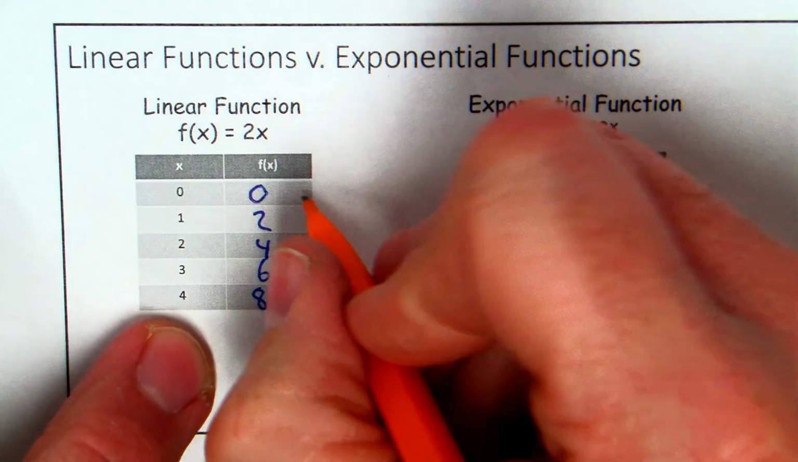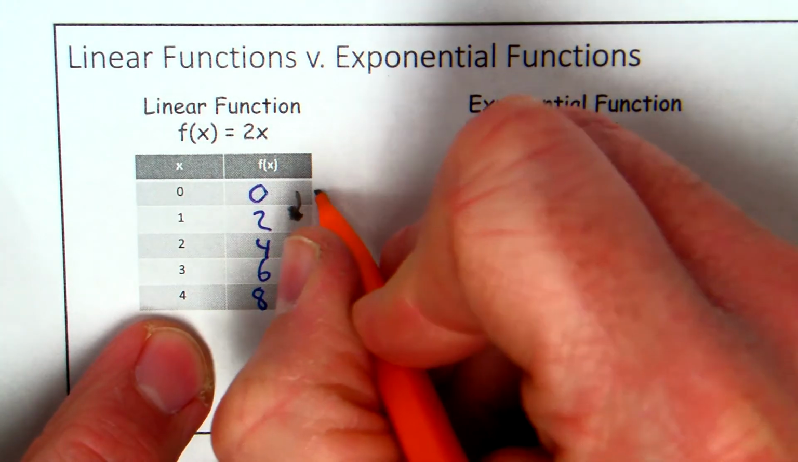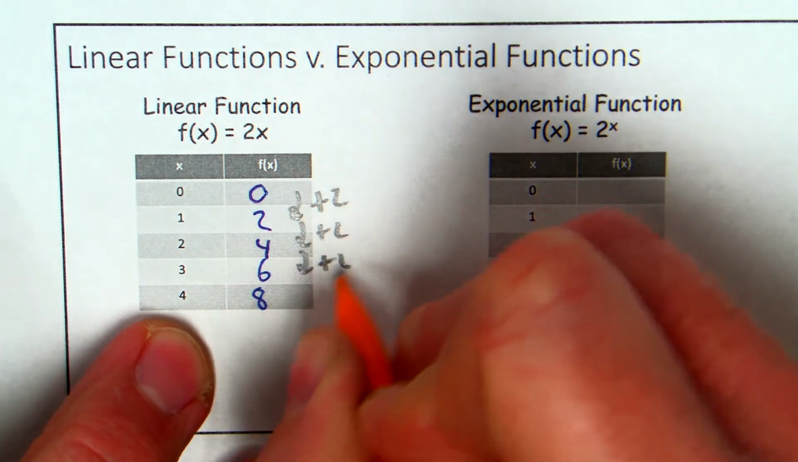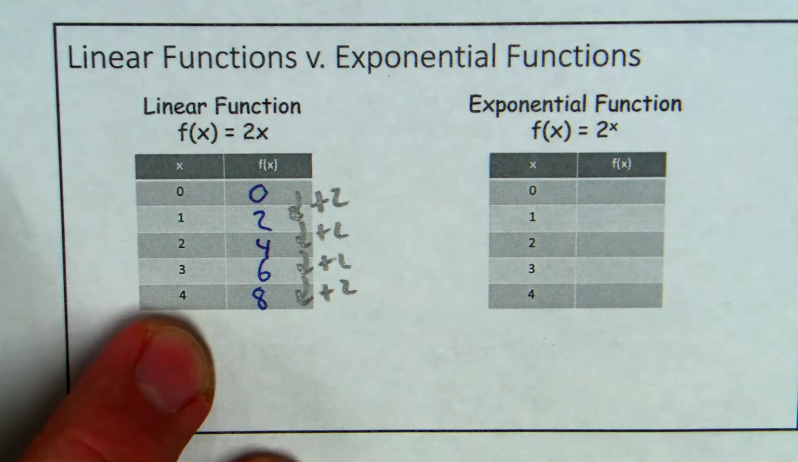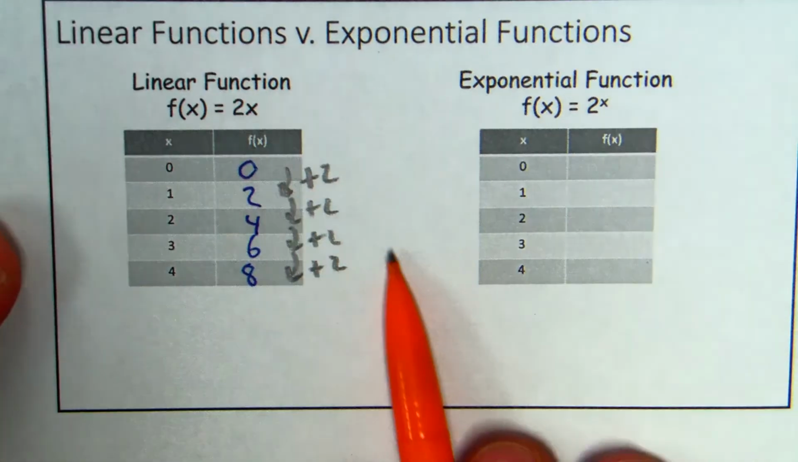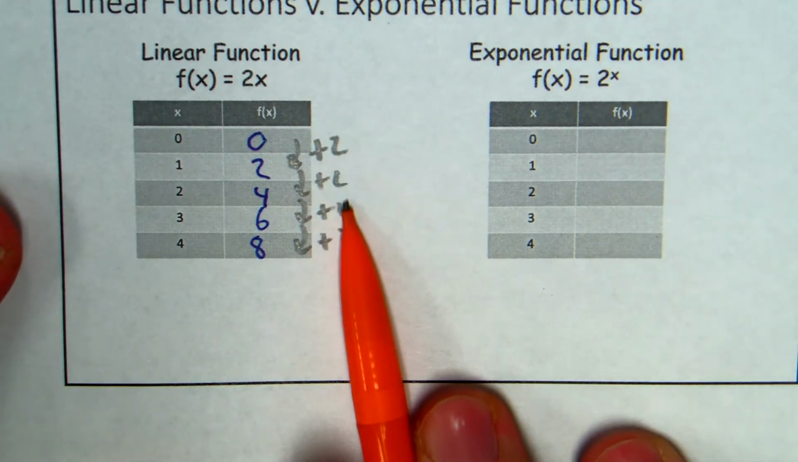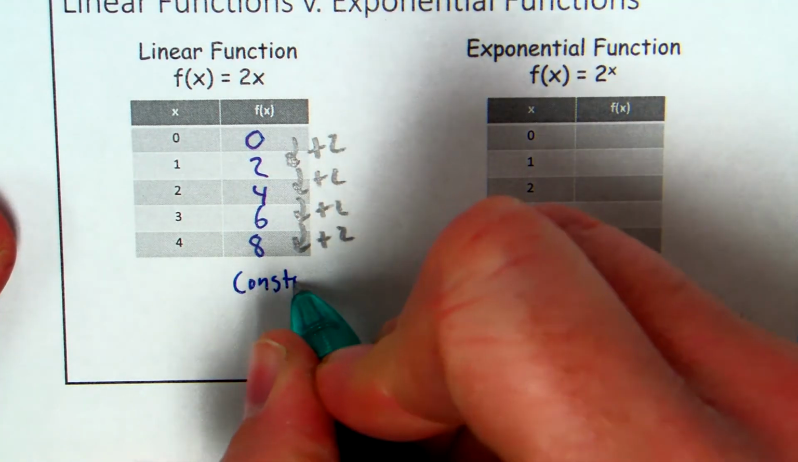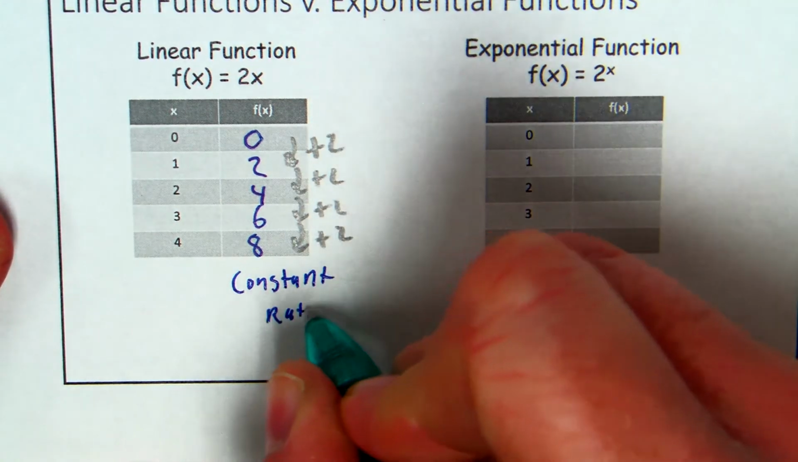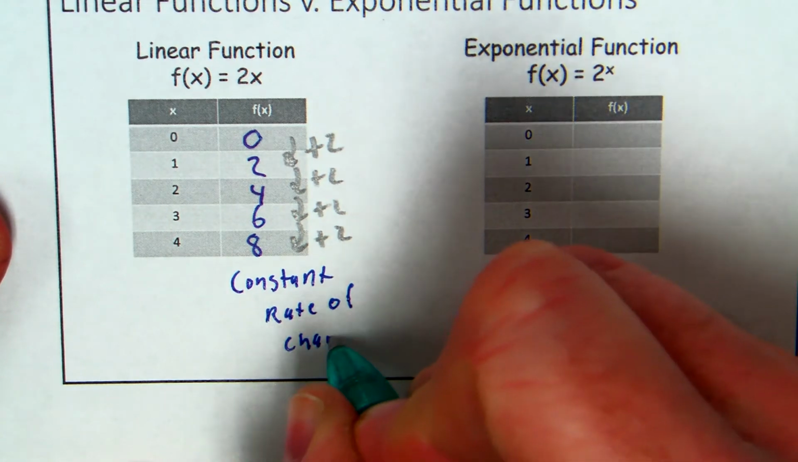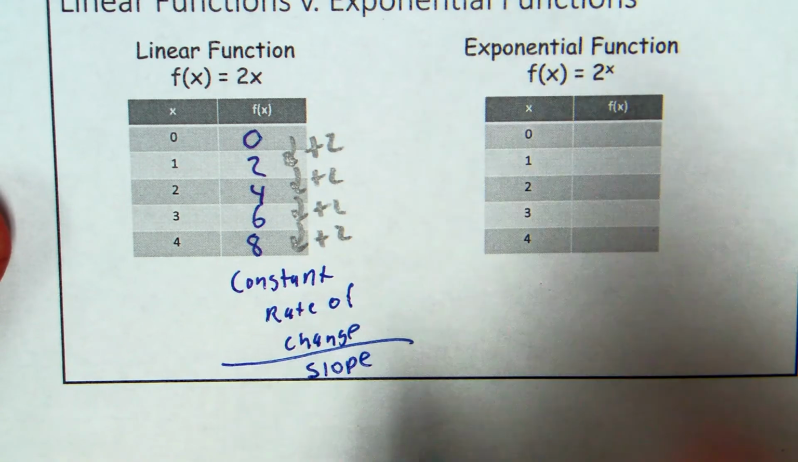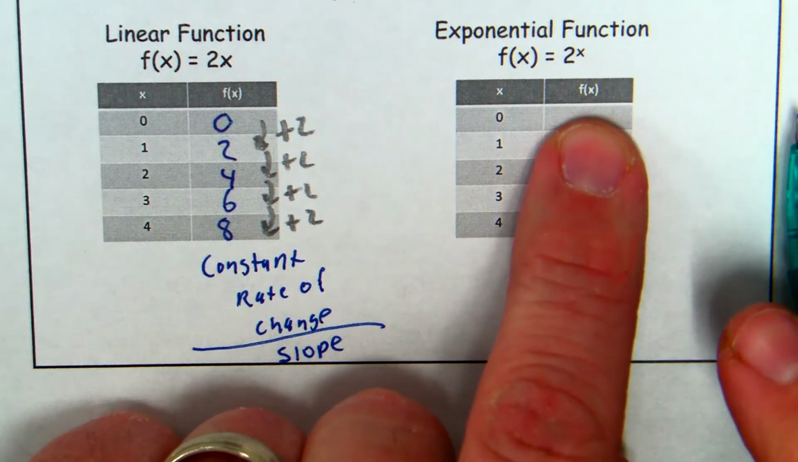Notice that as your x gets bigger by 1, you're increasing by 2 in f of x, or your y, depending if you're using function or equation notation. That's the key characteristic, or key trait, of a linear function. It always grows at a constant rate of change. And graphically, we would call that a constant slope.